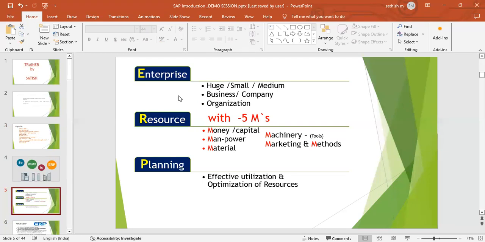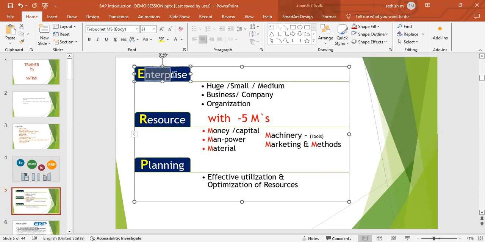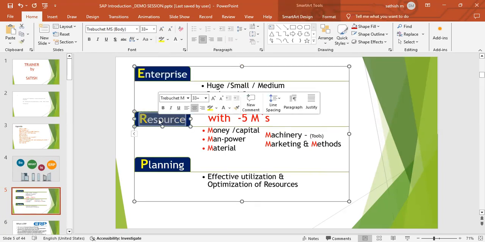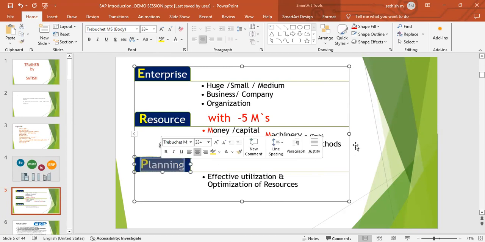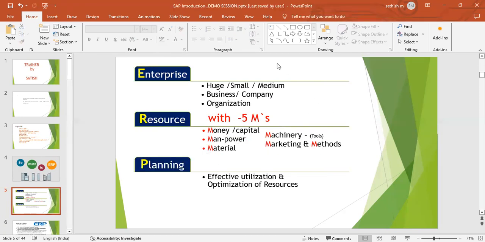I have defined ERP here. E, which I marked in yellow, stands for enterprise. R stands for resource. And P stands for planning. So this is what ERP stands for: enterprise, resource, and planning.